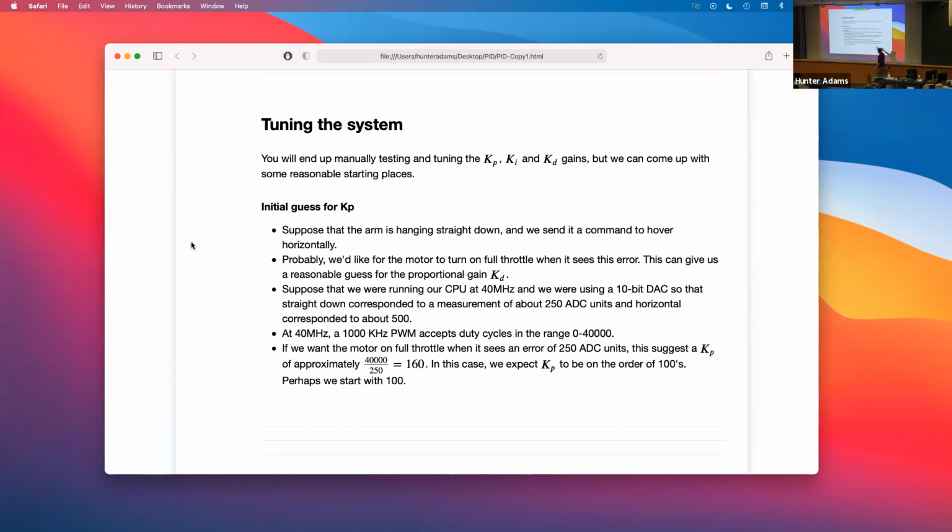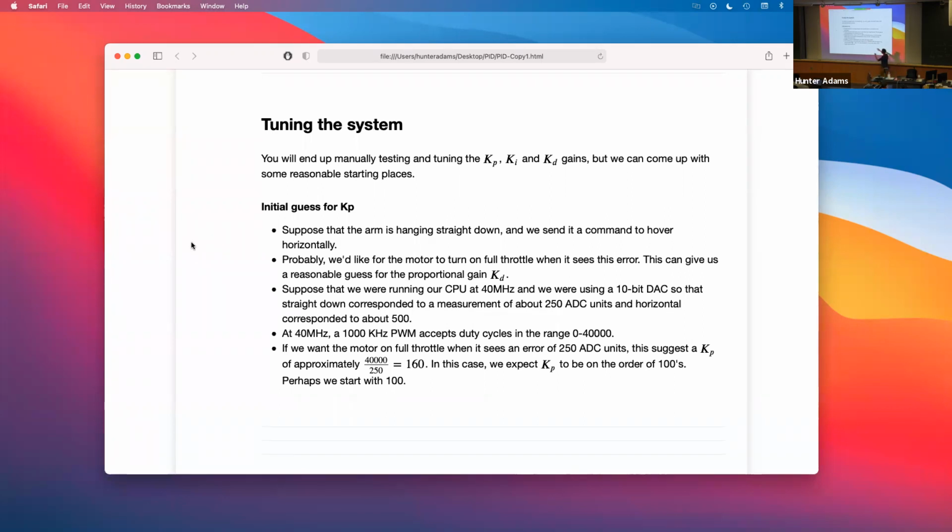Our range of valid control inputs for the PWM goes from a duty cycle of 0. We can't run the motor in reverse. What do we need to run the motor in reverse? An H bridge. We don't have an H bridge implemented, so we don't run it in reverse. So if our error is negative, the motor turns off, right?